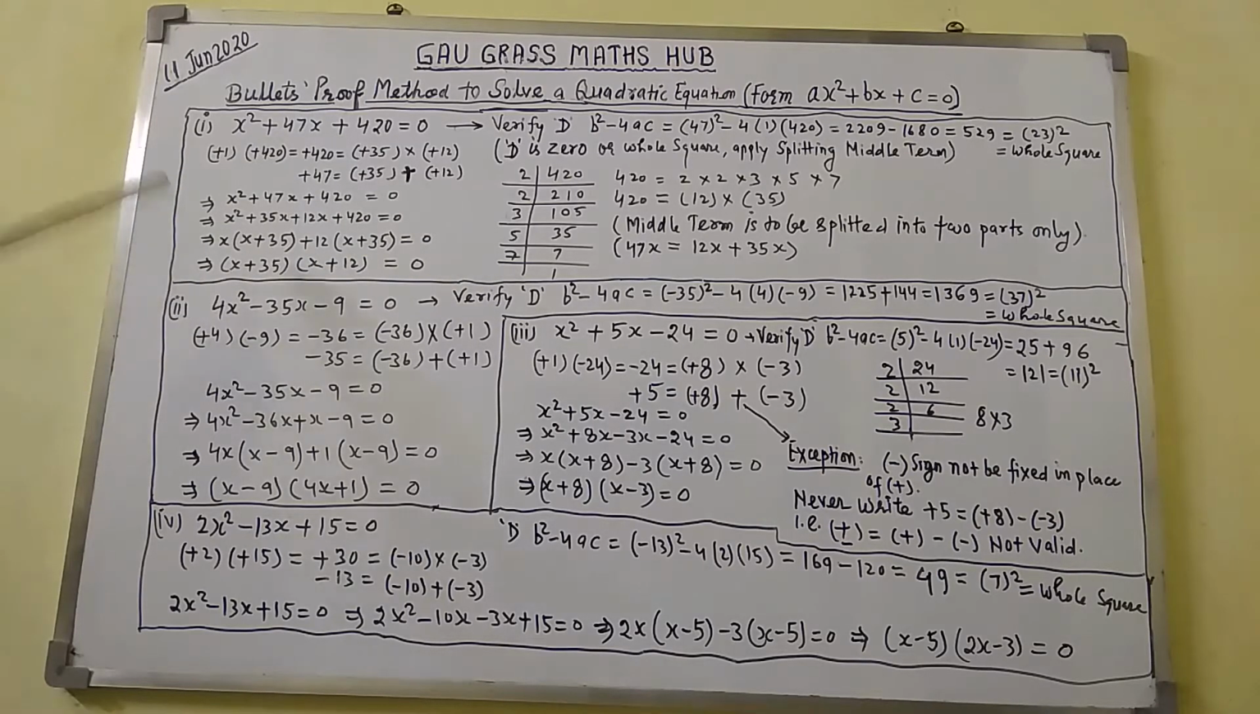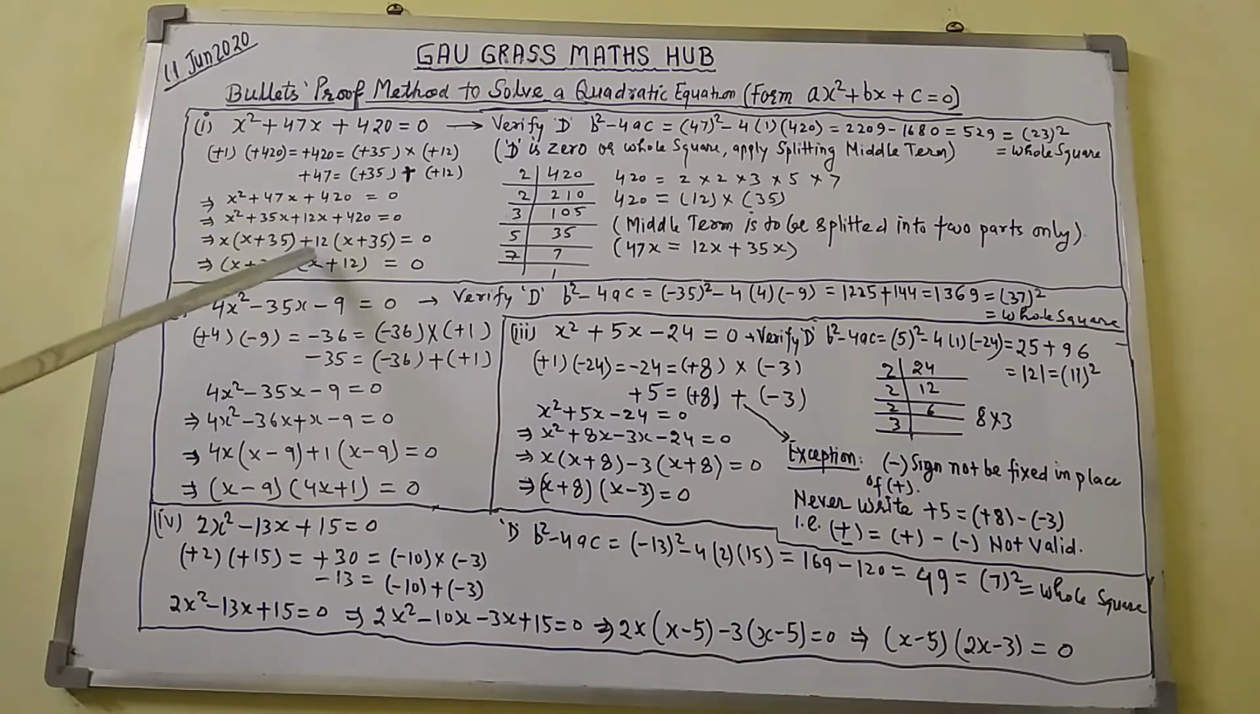Now what we'll do here, implies that you can see the first term is x square, the second term plus 35x. Here you take x as common. In one bracket it will become x plus 35. Now you can see this term and this term.